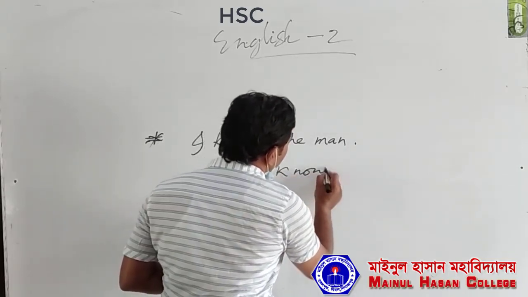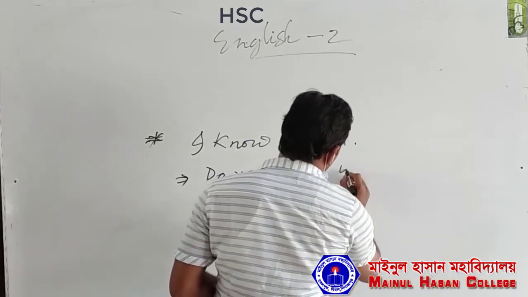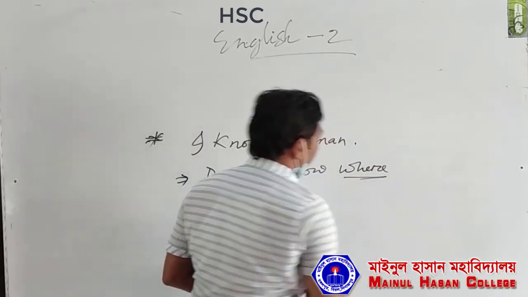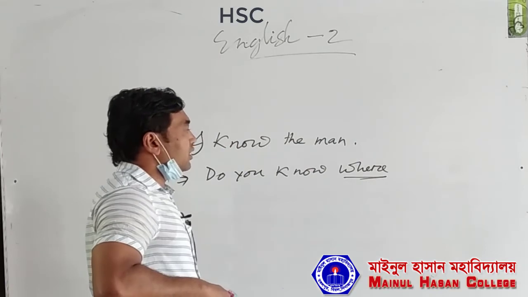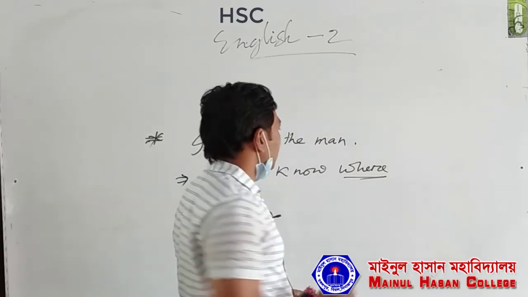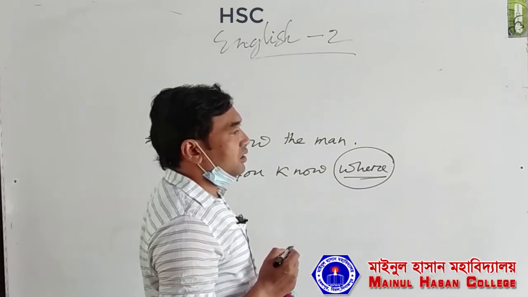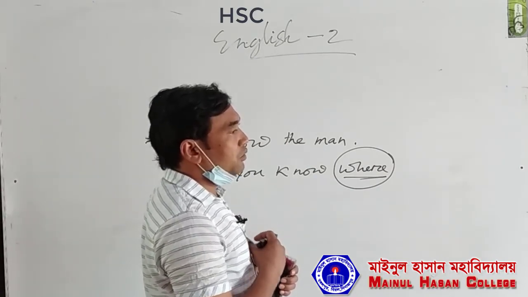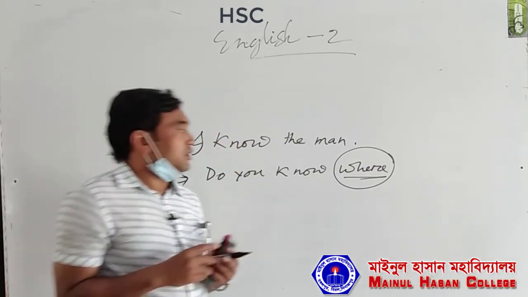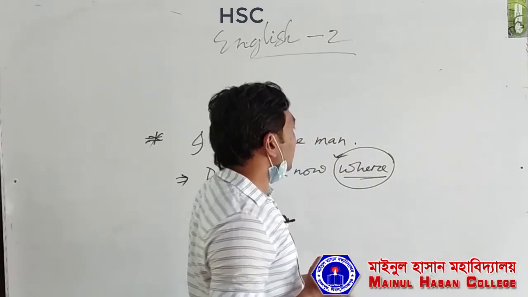Do you know where? Here, where is a conjunction, not any WH question. Here, where is used just like the last sentence, where I saw you, the difference between the relative pronoun and the conjunction. Similarly, where is a conjunction.